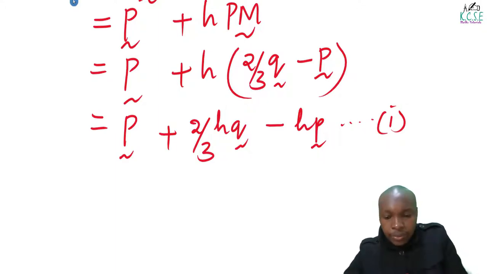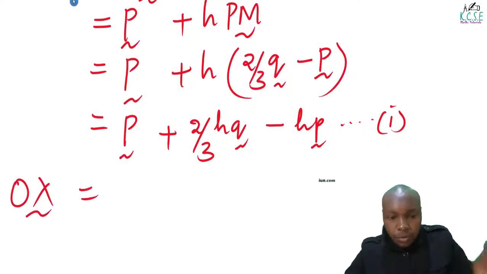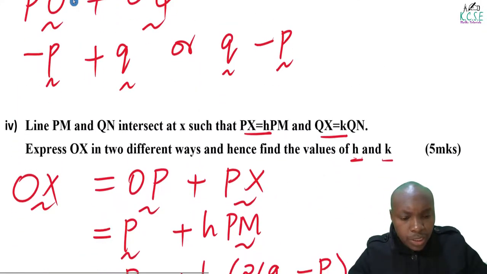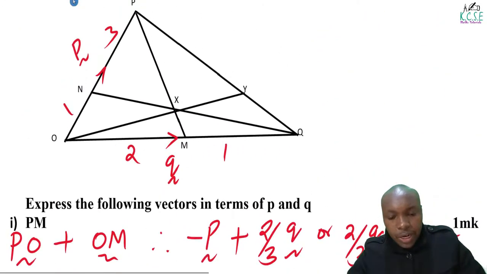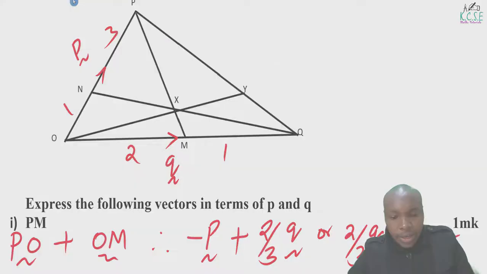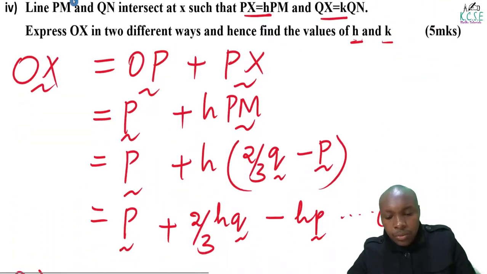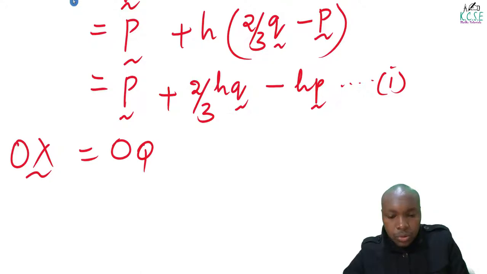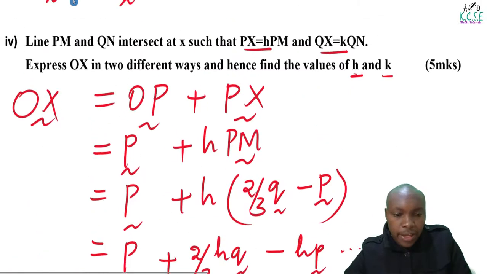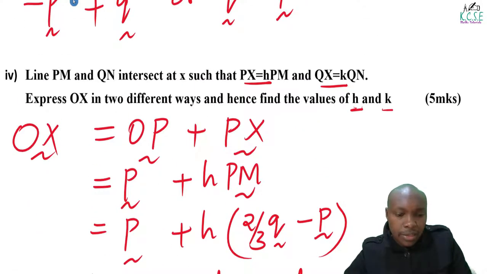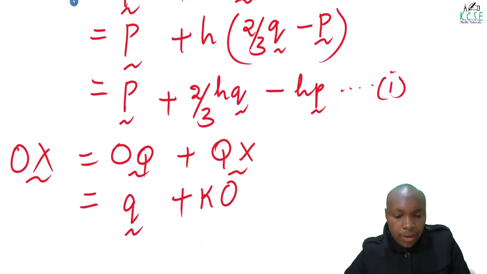Now the second way of expressing the same is by using QX. And when you go to the diagram, the only way I can utilize QX while finding OX is by following this route, O to Q, then Q to X. So that is how you're supposed to do it. OQ is given by vector Q, then QX is given here as scalar K QN.